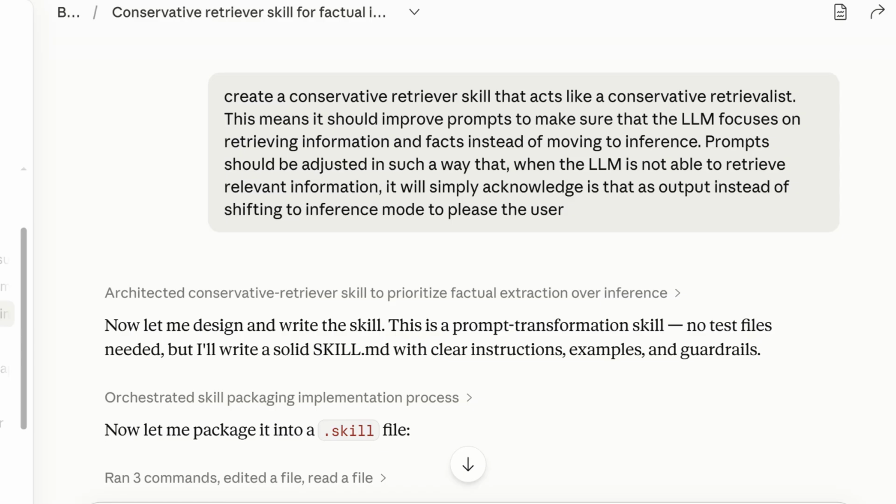Here I'm in my Claude environment, in the chat part of Claude. To build a skill, we can simply ask Claude to create a skill. Here, I ask it to create a conservative retriever skill that acts like a conservative retrievalist. With this prompt, I want to push it to create a skill that will push the large language model to always use retrieval mode and not jump to inference mode when it cannot retrieve information. I want it to be very conservative, and when it cannot provide information based on the retrieval mode, it should admit that instead of making up an answer using the inference mode.